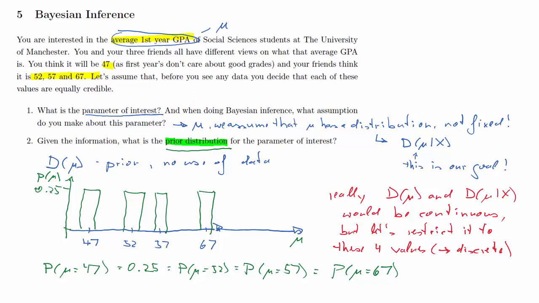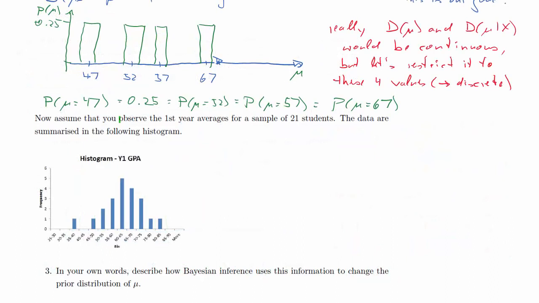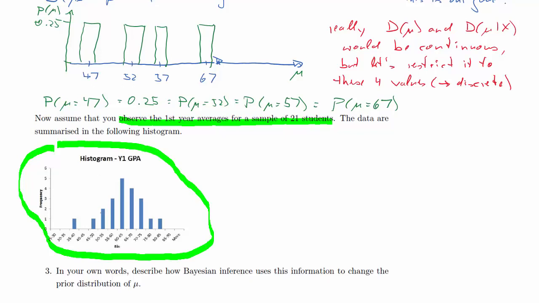So let's expose this setup to some data. This is now the next step, and then we'll see what happens in Bayesian inference. So here's the data. We have a sample of 21 students. Here's a histogram of their first year GPAs. And what does that mean? If we look at this histogram, we possibly see that the sample average X bar is going to be somewhere between 60 and 65. So let's say approximately 62. That's as much as you can say from this histogram of data. Now we're being asked to describe how Bayesian inference uses this information to change the prior distribution of mu.